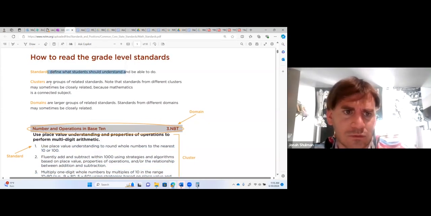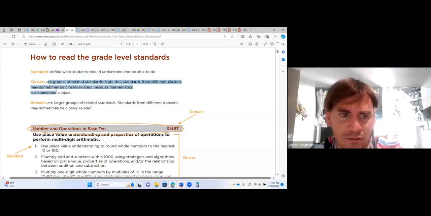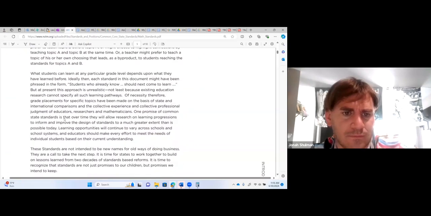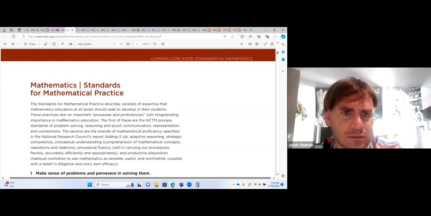What should they be able to do? There are groups of related standards. They have these things called clusters that you'll see, and these are larger groups related to the standards. So I'll show you what some of these look like.